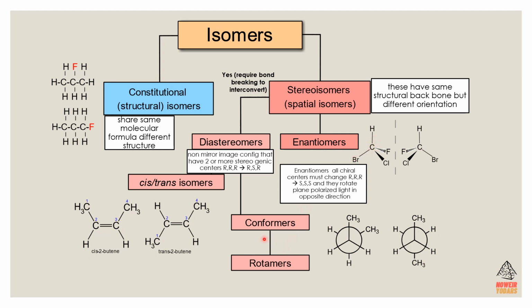We also have conformers or rotamers. You don't really need to know them that much, but these are kind of cyclic, and these are behind each other somewhat. This is for instance called eclipsed versus staggered. We're going to speak about them later.